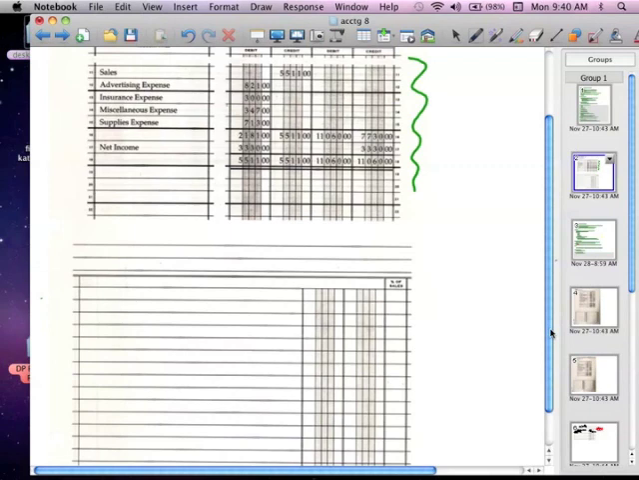So we're going to prepare the heading first. Now the heading's the same. The first line is going to be your business name. Second line, what are we preparing, and then how you're going to state the date. If you turn to page 186 in your book, the first thing is the heading. So, Darlene's Delivery Service, centered at the top. What are you preparing? The income statement.